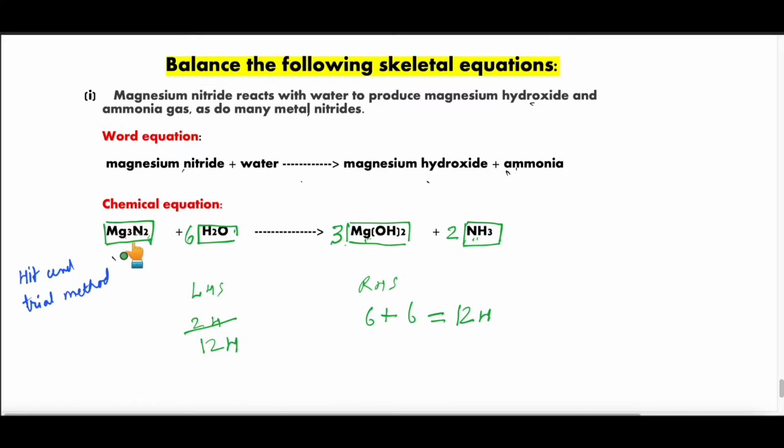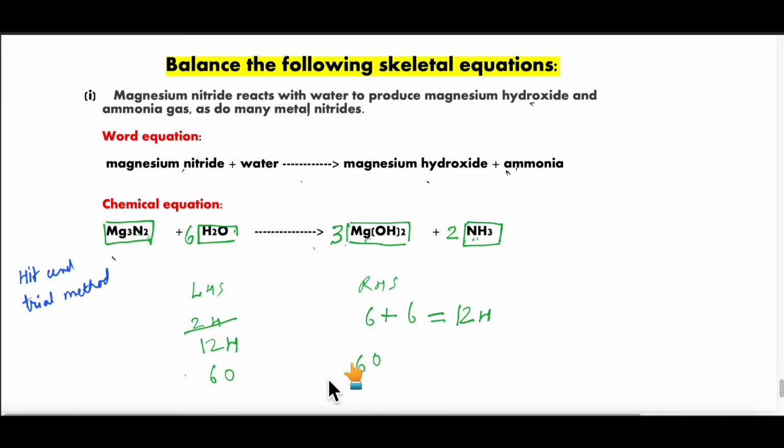Now let us see if there is anything left unbalanced. Yes, we have oxygen which still needs to be balanced. So here you have 1 times 6, so 6 oxygen atoms on the reactant side, and on the product side you have 2 times 3, that is 6 oxygen atoms on the product side.